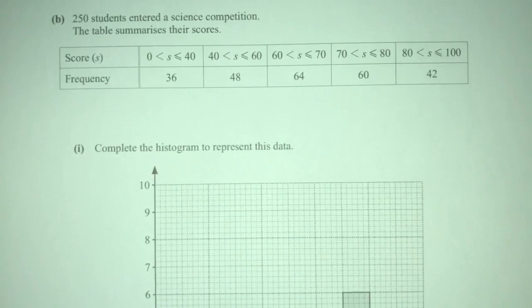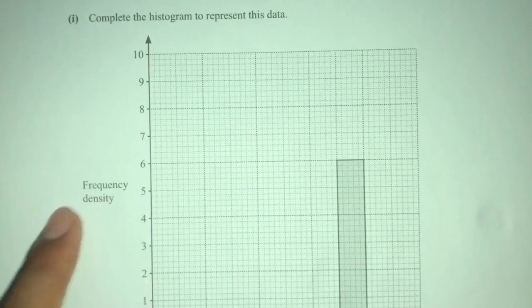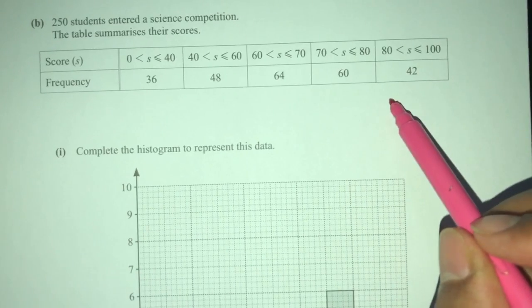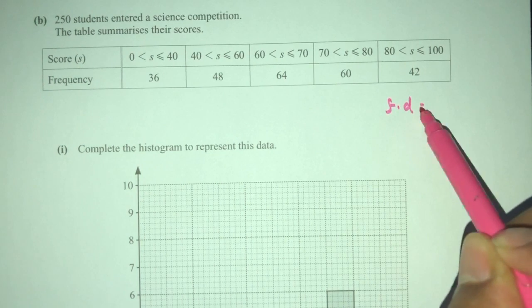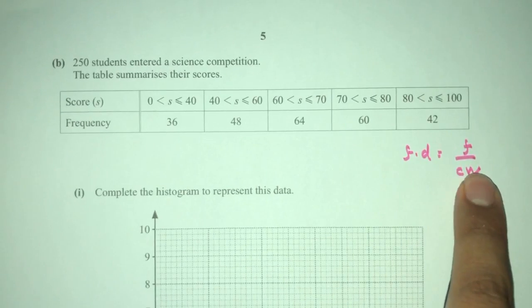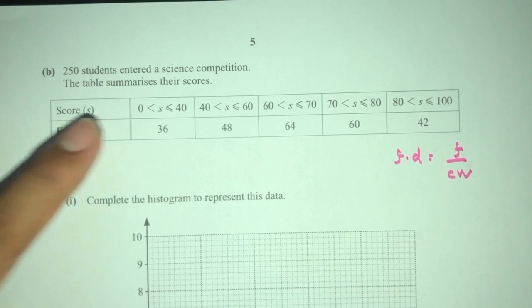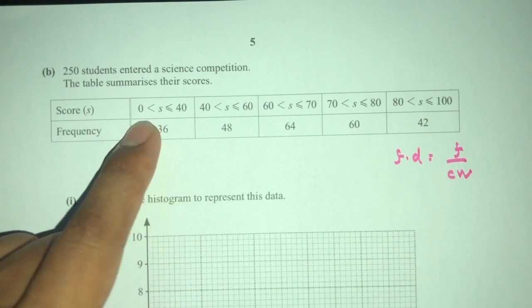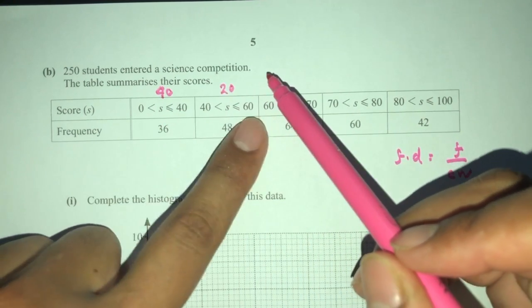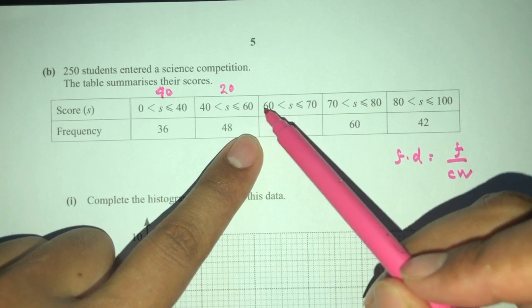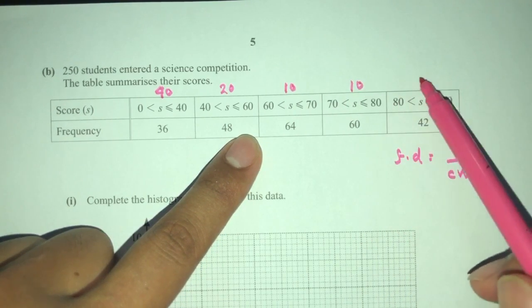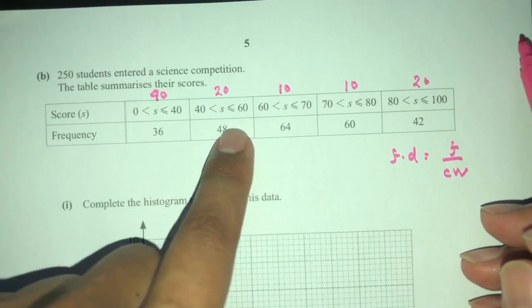Now, how do you actually draw one? We need to find the frequency density of each group. So frequency density is equal to what? Frequency divided by class width. So what is the class width of each group? Pretty easy. You would say class width is the distance here. So 40 minus 0, it is 40. This will be 20, 60 minus 40. 70 minus 60 will be 10. 80 minus 70 will be 10. And 100 minus 80, that will be 20. So these are the class widths of each class.